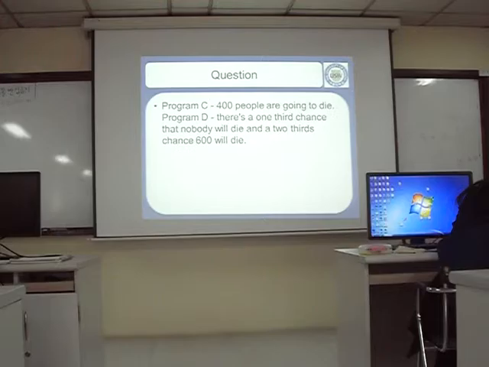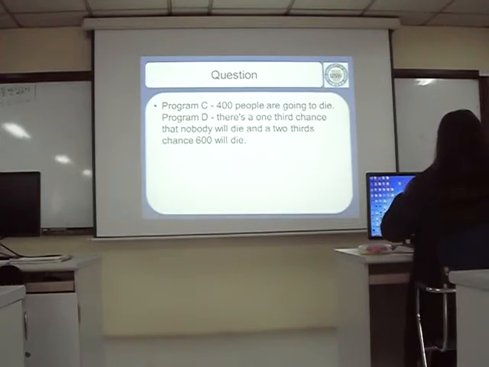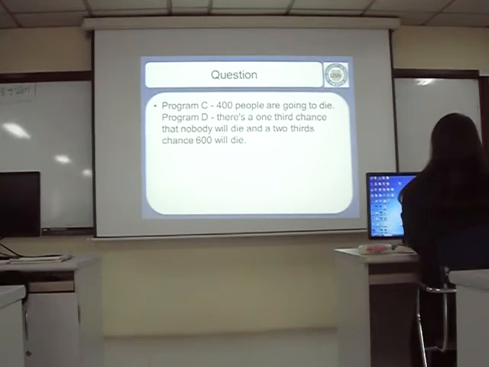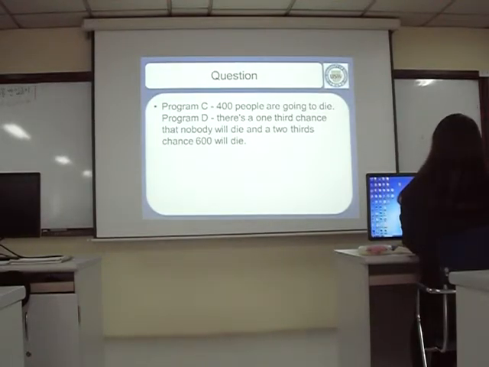Choose between Program C and Program D. Program C, 400 people are going to die. Program D, there's a one-third chance that nobody will die and a two-thirds chance 600 people will die. Which program are you going to choose? C or D? If you choose C, 400 people will die. If you choose D, there's a third chance that nobody will die and a two-thirds chance 600 people will die. Isn't it the same possibility? I don't care. Sorry. Which one are you going to choose?